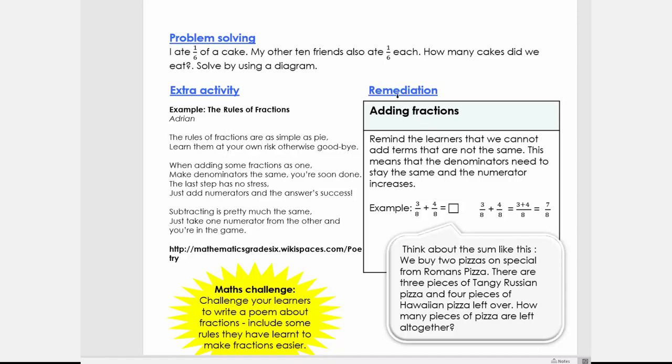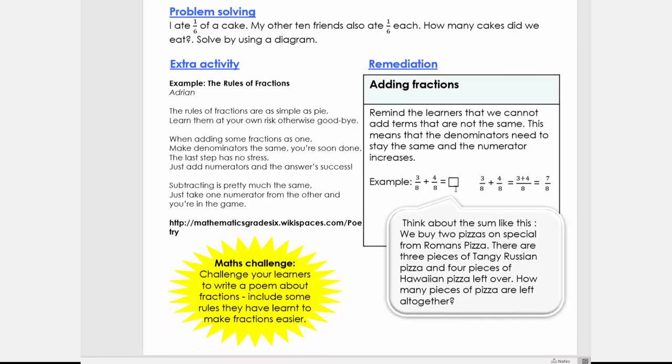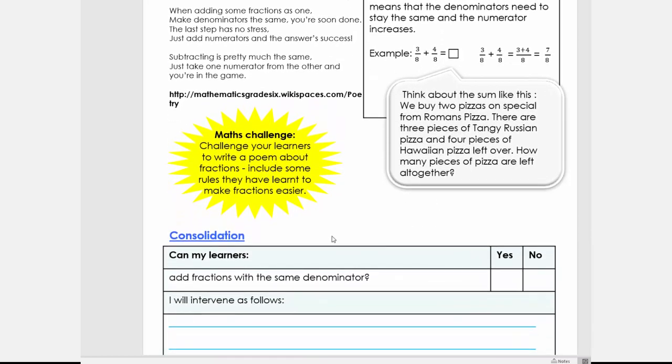Then we're going to do the remediation for those learners that didn't understand. You can pause, read through it, and support those learners or your child at home. And then lastly, we're going to look at the consolidation. Remember, if you tick yes, you carry on with the next lesson. If you tick no, you need to revisit and revise that activity or question, or contact your teacher.